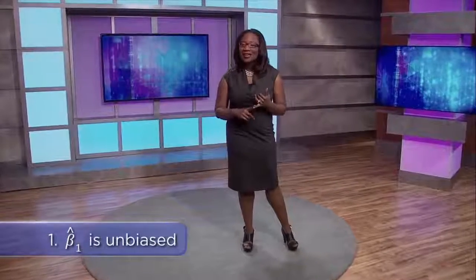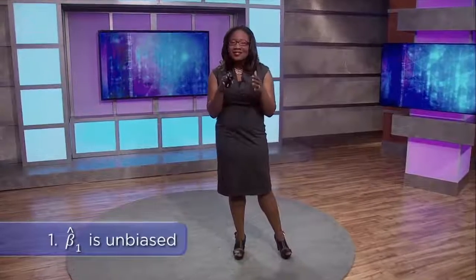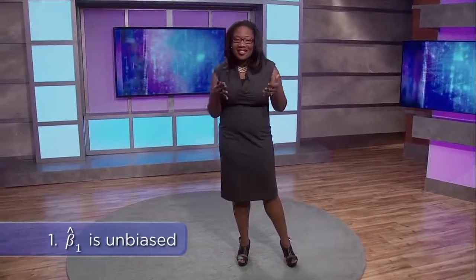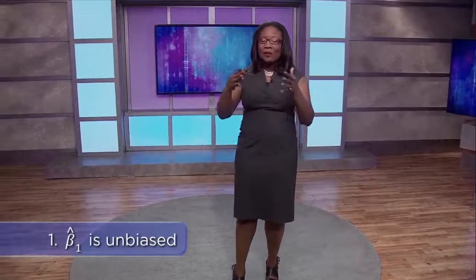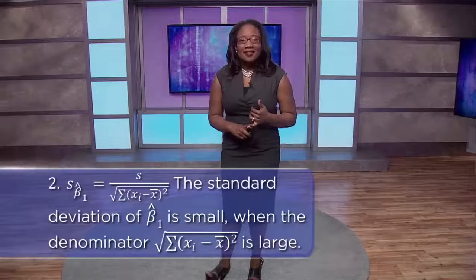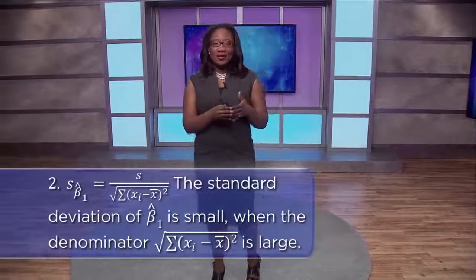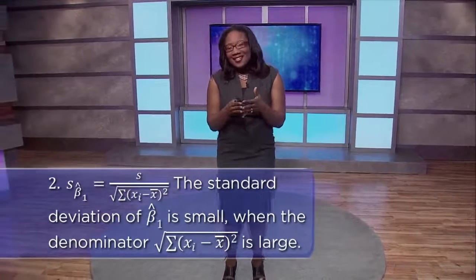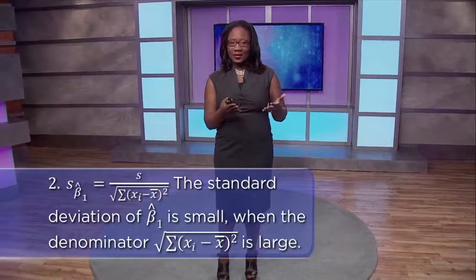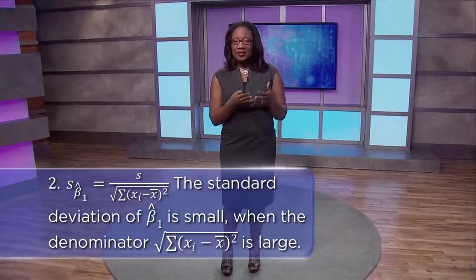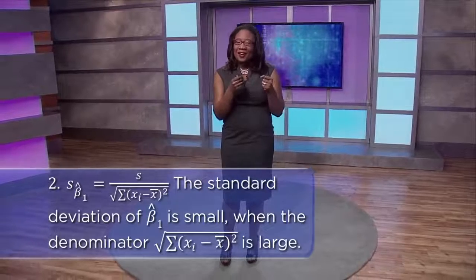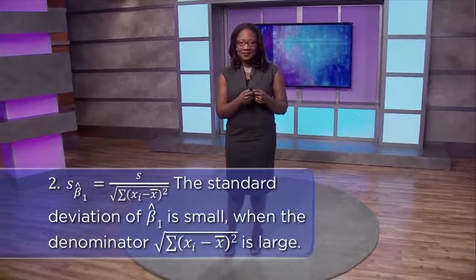All right, so let's unpack this. First, beta 1 hat is unbiased. Now, this is a key property that we like in our estimates because we know that tells us that on average, our estimate is going to approach the true population parameter. Secondly, the standard deviation of beta 1 hat. Now, ideally, we want the standard deviation of beta 1 hat to be small. So in that case, this would give us a tighter fit of the line to our data.